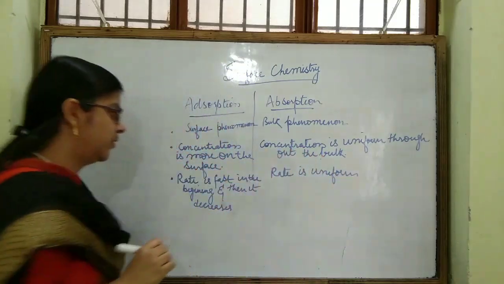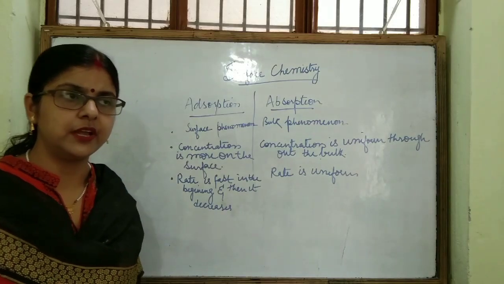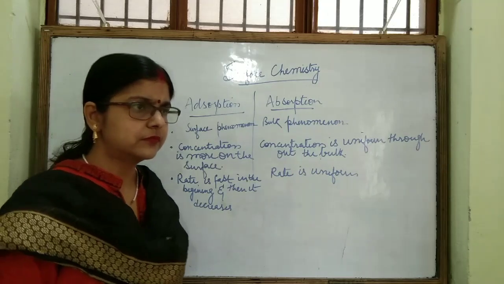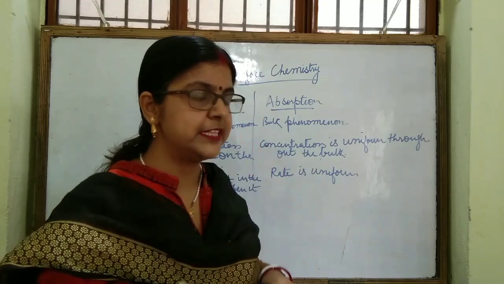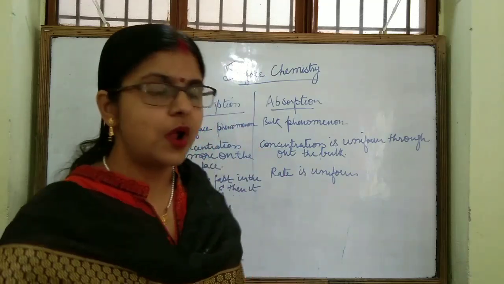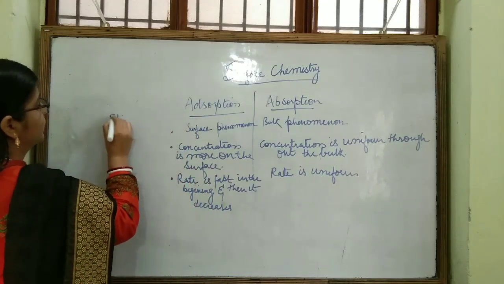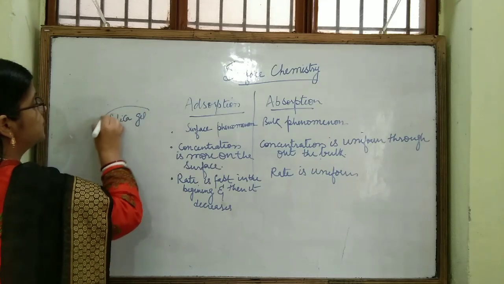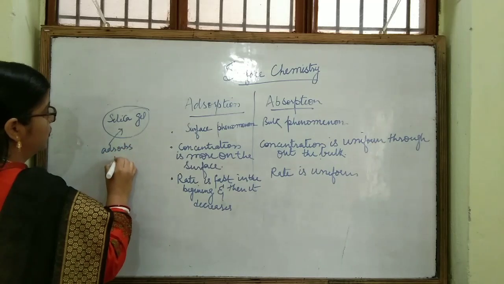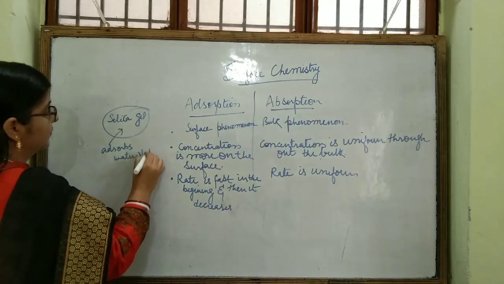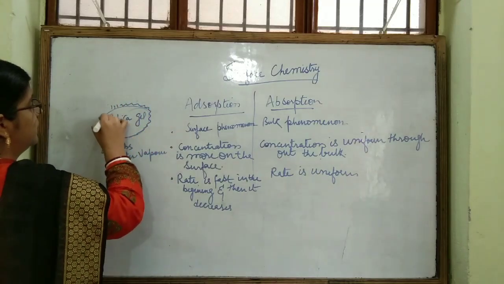Rate is uniform. So, I hope all of you have understood. I am giving one example, student. You see, when water vapor is passed through silica gel, and when water vapor is passed through calcium chloride, what happens when it is passed through silica gel? Silica gel, what does it do? It absorbs water vapor on its surface.